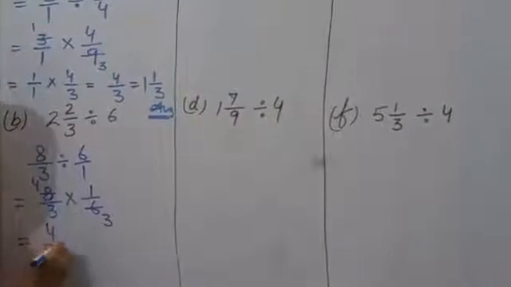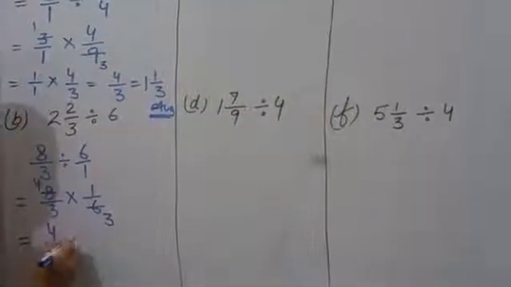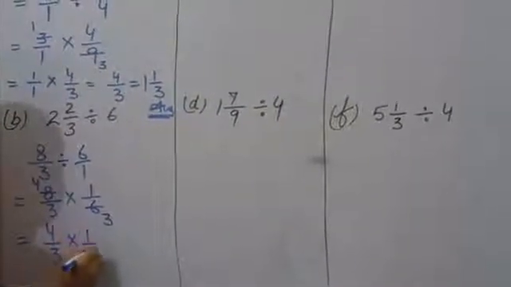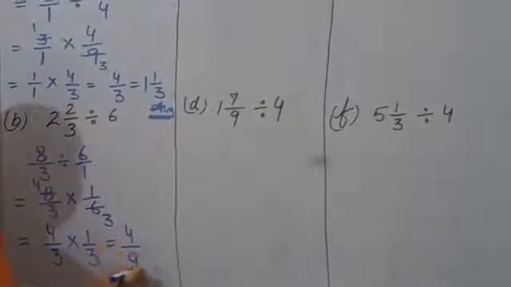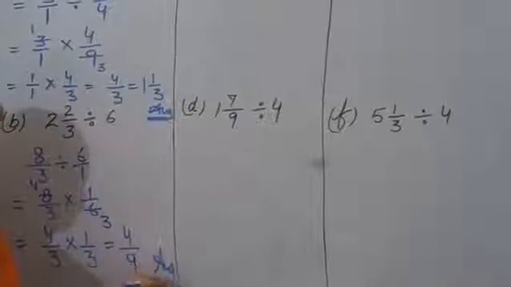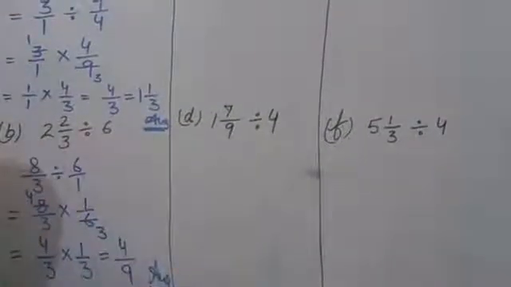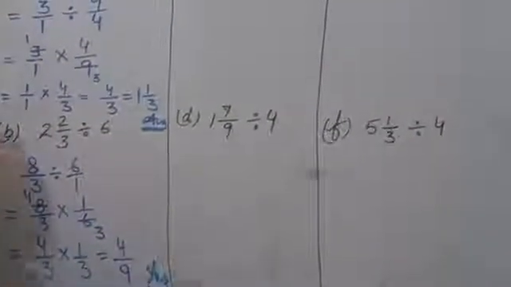Now from here 4 upon 3 multiply by 1 upon 3. 4 ones are 4 and 3 3s are 9. 4 upon 9, that's your answer because this is a proper fraction. So that is the final answer. Now it's the C part.